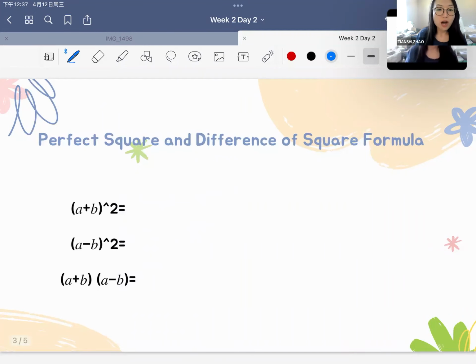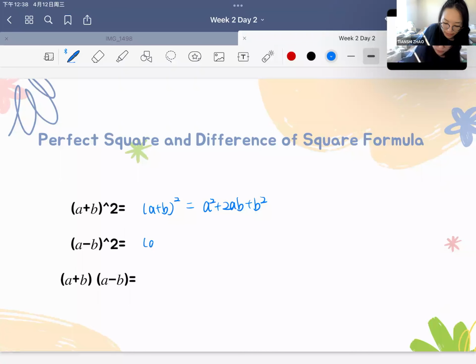And here are the formulas to calculate the perfect square and also the difference of squares. This is also something that appeared in our practice problems, so I would like to introduce the basic formulas to you. The first one, (a plus b) to the power of 2, which means a plus b squared, equals a squared plus 2ab plus b squared. It just equals (a plus b) times (a plus b), and then we can remove the parentheses and use the distributive law of multiplication to do the calculation.